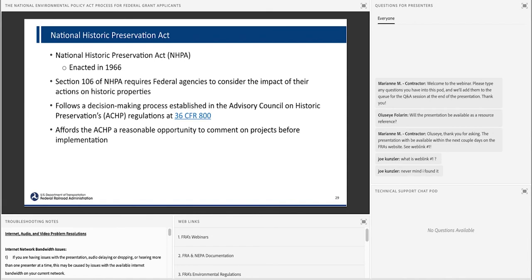The ACHP has established regulations. Again, here is a link to where you can get more information about the ACHP regulations and requirements. And generally, the Section 106 process does afford ACHP a reasonable opportunity to be involved and to comment on projects for implementation.